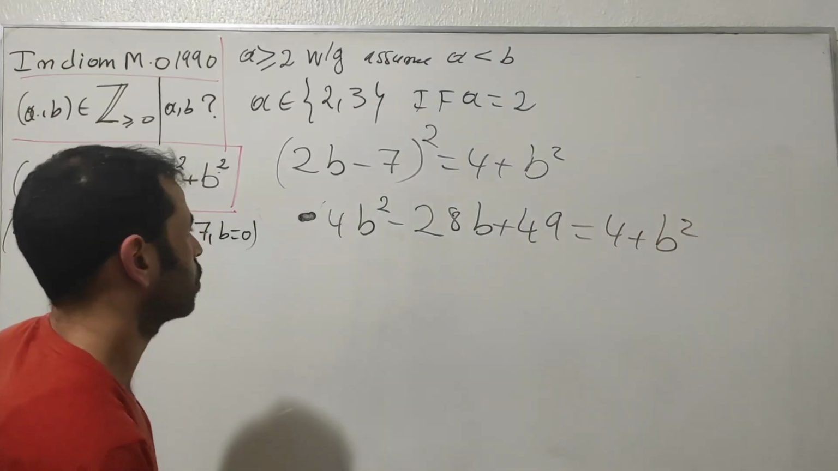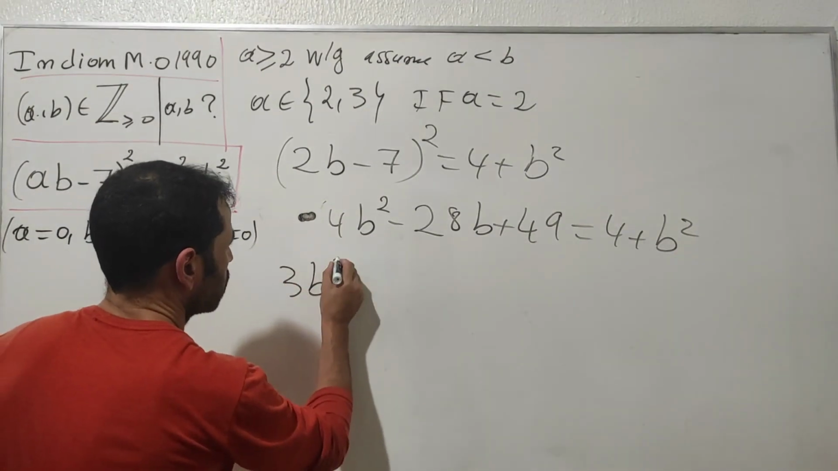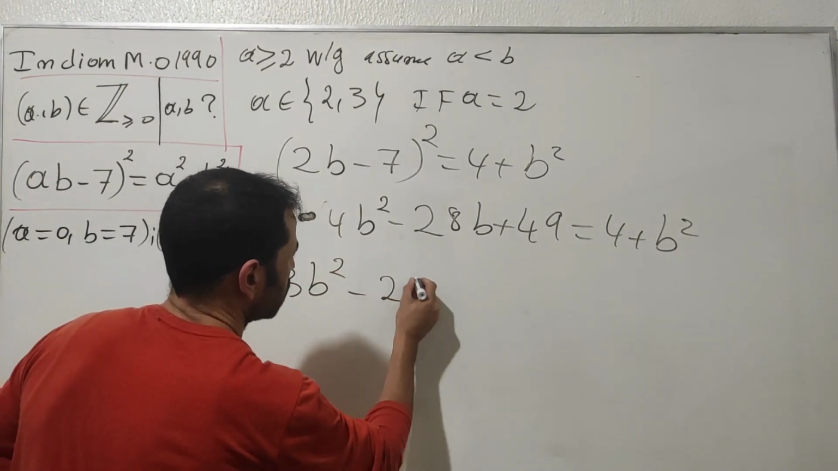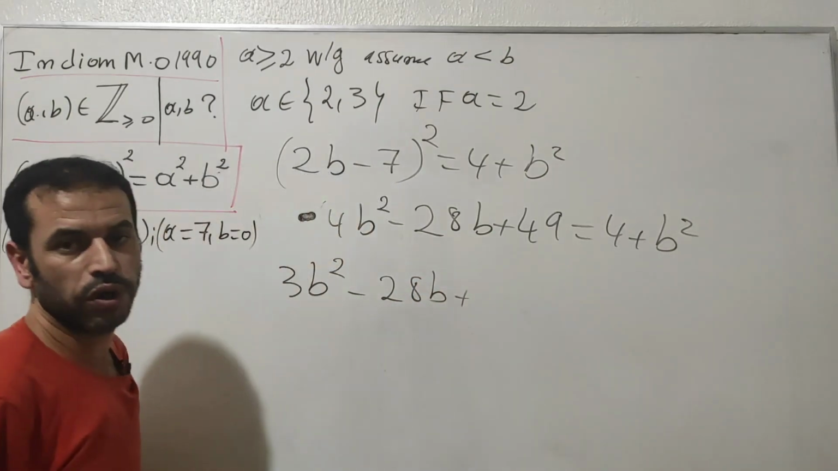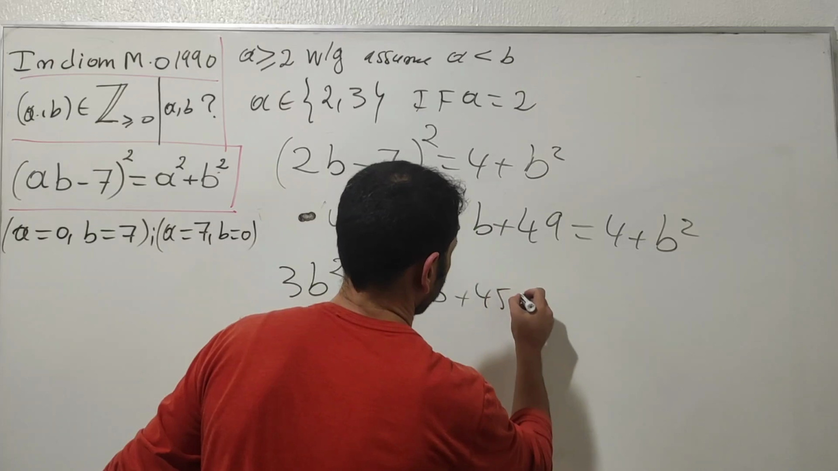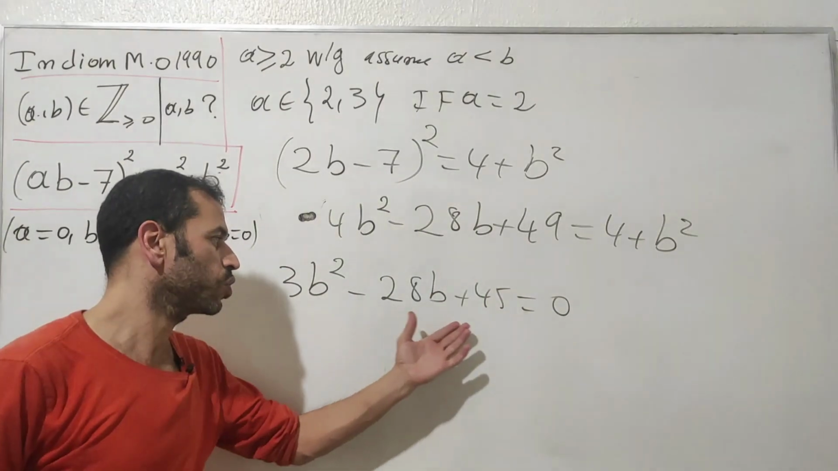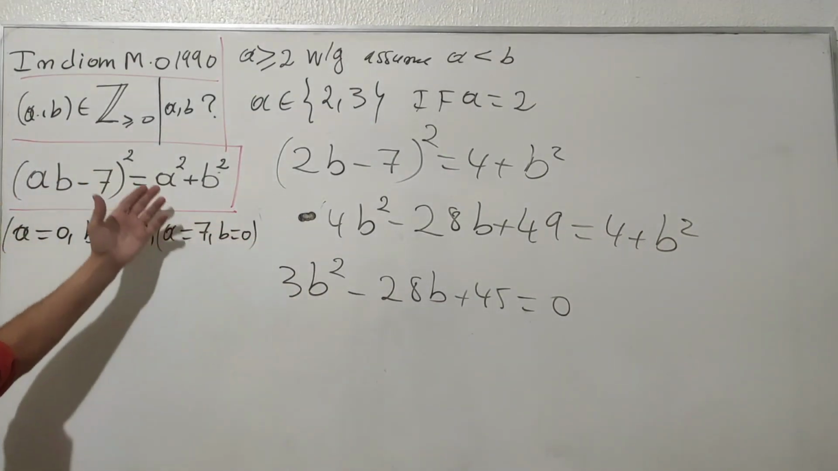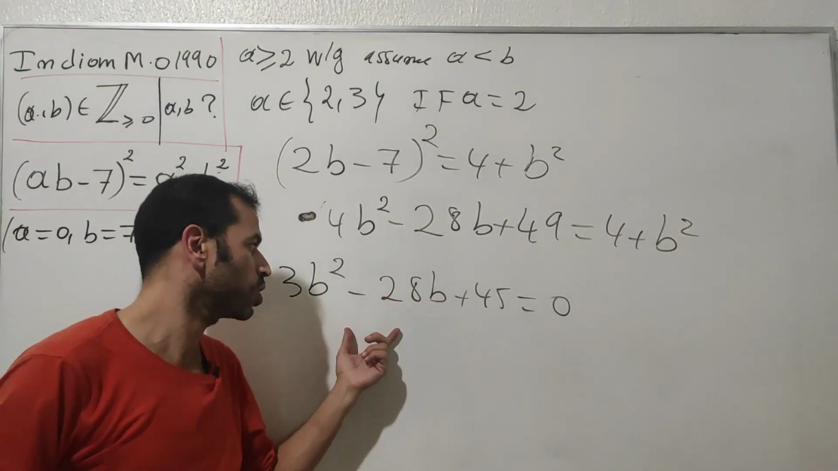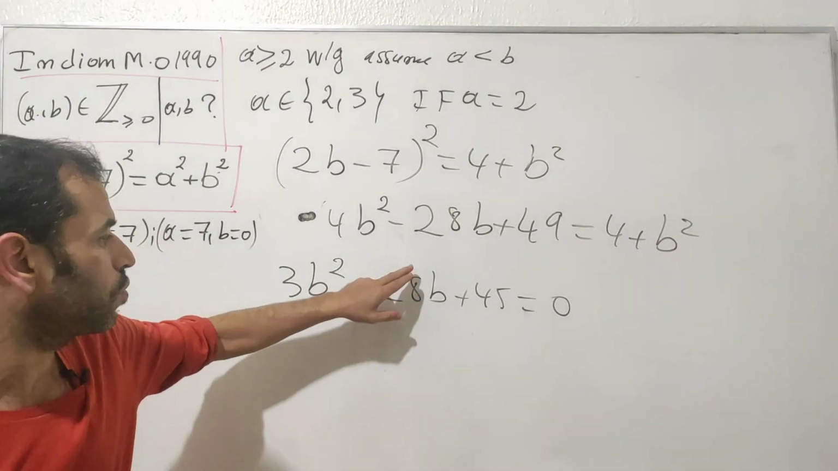Okay, one of the b squared will be cancelled out. I will have 3b squared minus 28b, and 49 minus this number 4 is giving us 45, which equals 0. Now I'm not going to use the delta, I'm going to use modulo arithmetic. Since we didn't use modulo arithmetic in this problem, I'm going to use it here. You know 28 is divisible by number 7, so it will be 0.